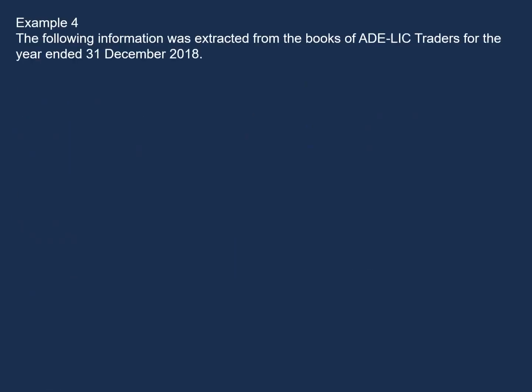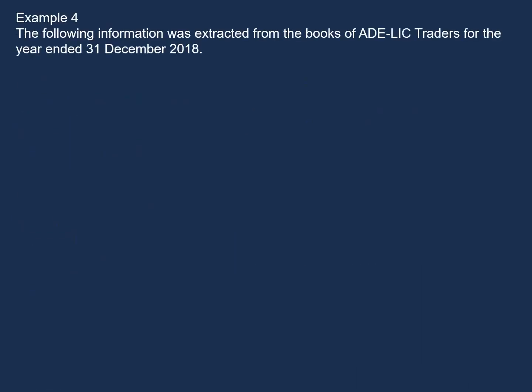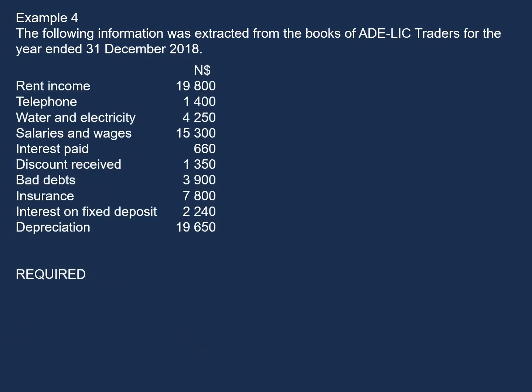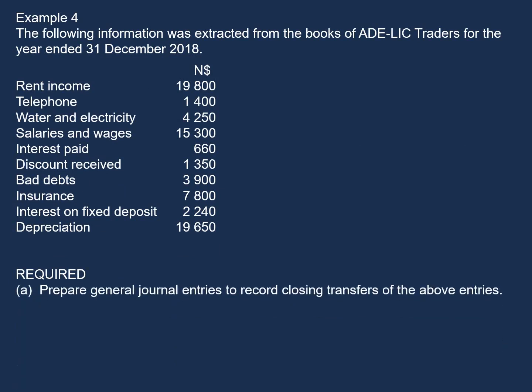Let's have a look at our example number 4. This is also our last example. Now this example includes more accounts, and what's required is again to prepare the general journal entries, to record closing transfers of the above entries, and to post the entries in the general journal to the general ledger.